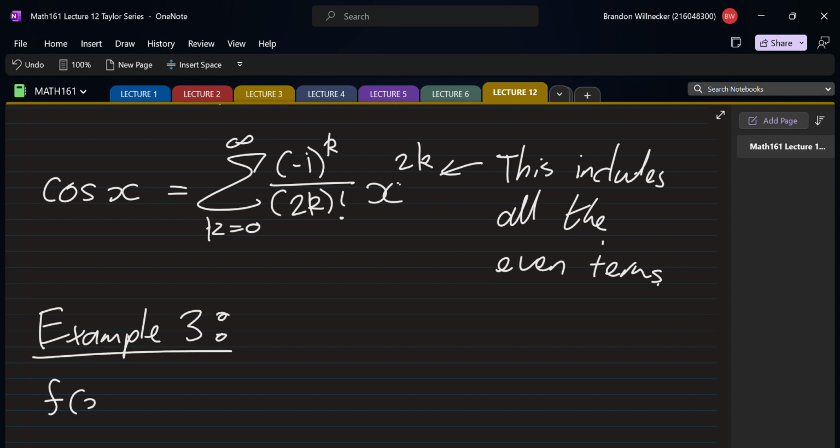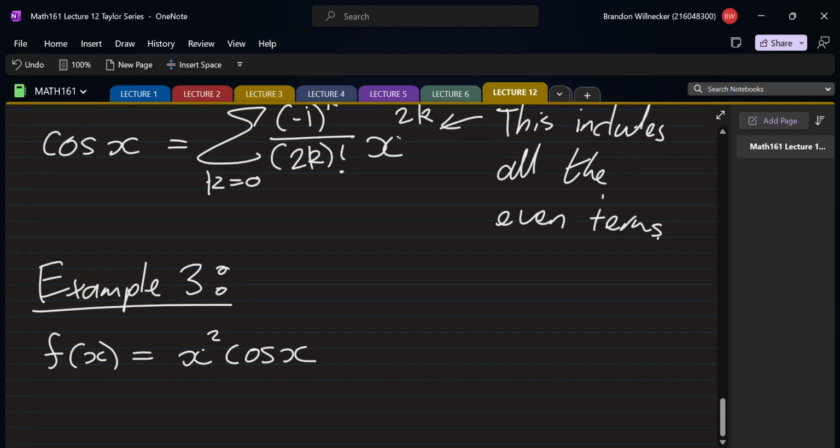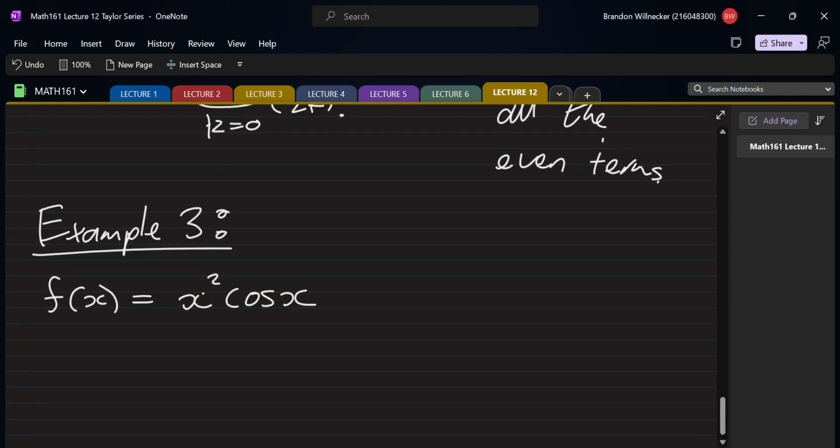So here, something a little bit more complicated. f of x is equal to x squared cos x. Whenever you get something like this, where it's a product of two things, try to imagine this as two separate parts. We've got the x squared part from the beginning, and then we have the cos x part. What we can do is first separate them.